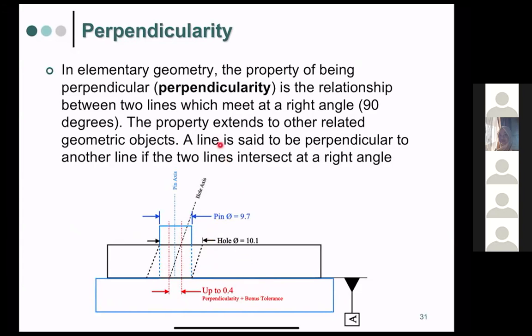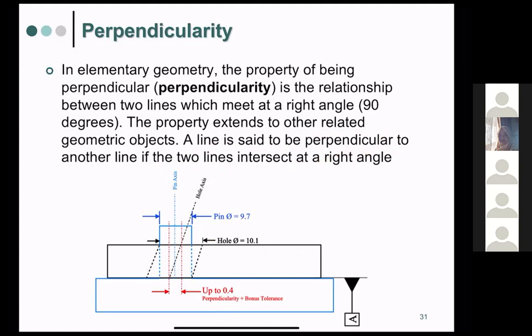Okay, so in elementary geometry, the property of being perpendicular, or perpendicularity, is the relationship between two lines which meet at a right angle, 90 degrees. The concept extends to other related geometric objects, and a line is said to be perpendicular to another line if the two lines intersect at a right angle.